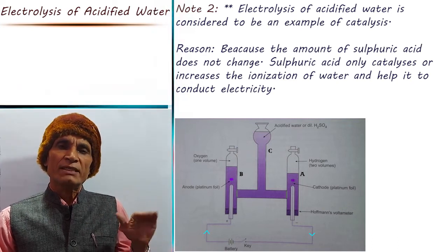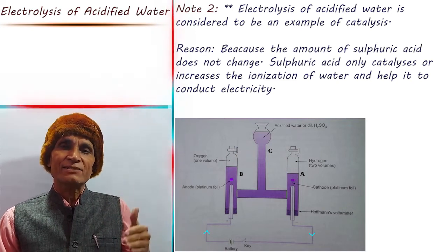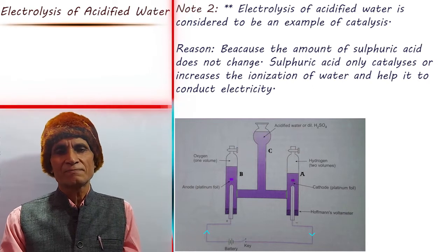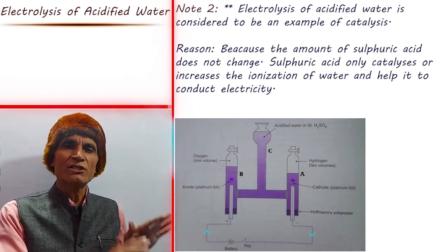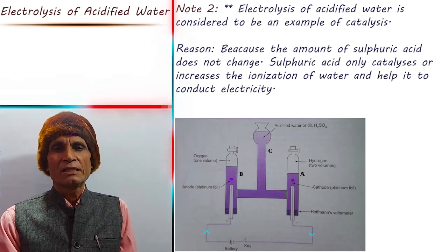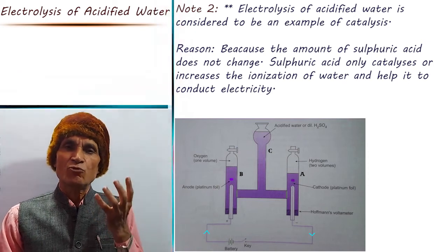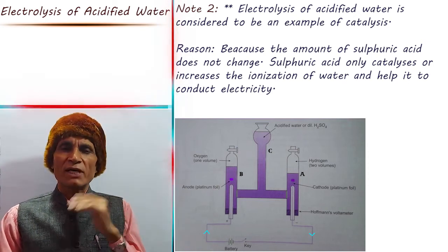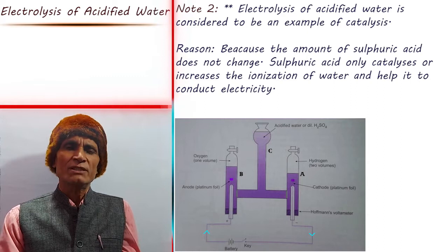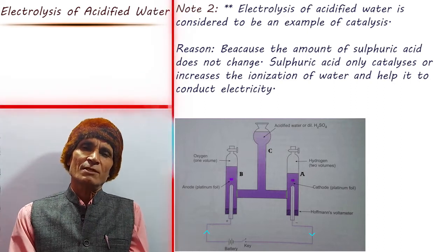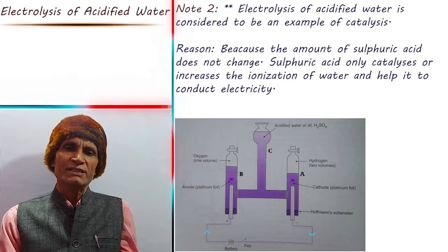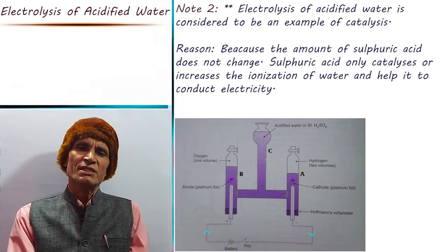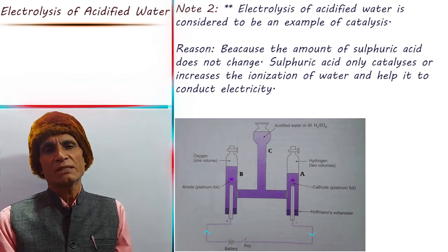It only catalyzes, increasing the ionization of water, but its amount does not change. In fact, it is only water which undergoes electrolysis. This is why the sulfuric acid is not changing, and this process is considered an example of catalysis.